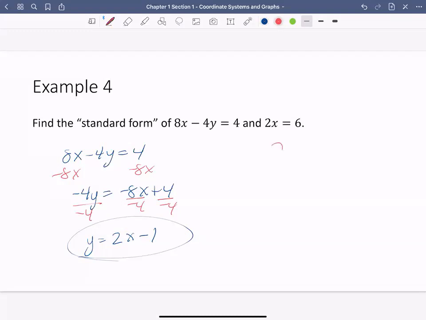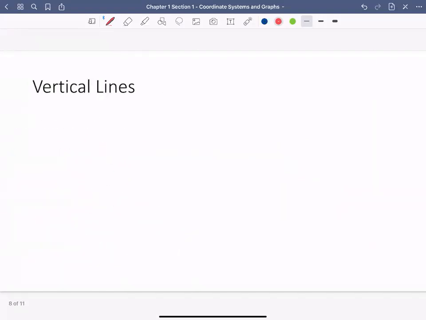Now over here, it says 2x equal to 6. Well, that means we can't graph that, right? It has to be y equals or x equals. And because there's only one variable, we're going to make it x equals. I'll tell you how to graph that shortly. So you solve for x by dividing both sides by 2, and you get x equal to 3. This is called a vertical line. A vertical line will say x equals some number.